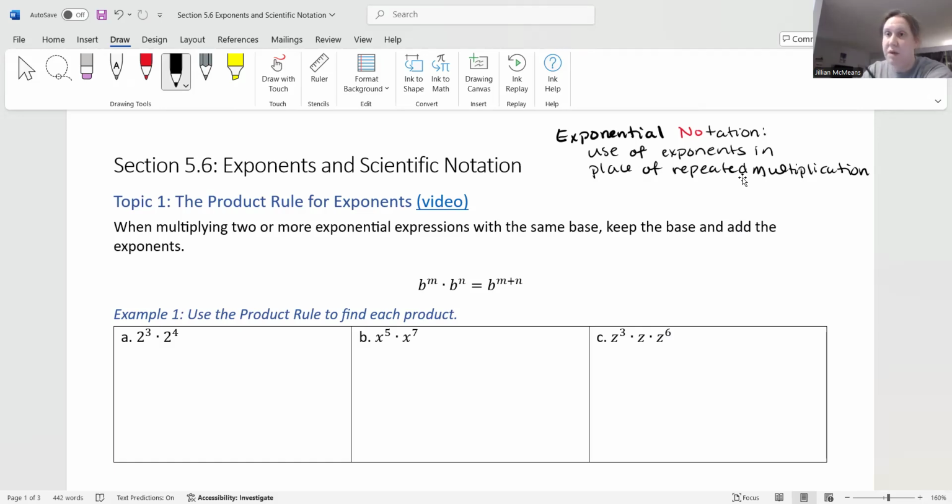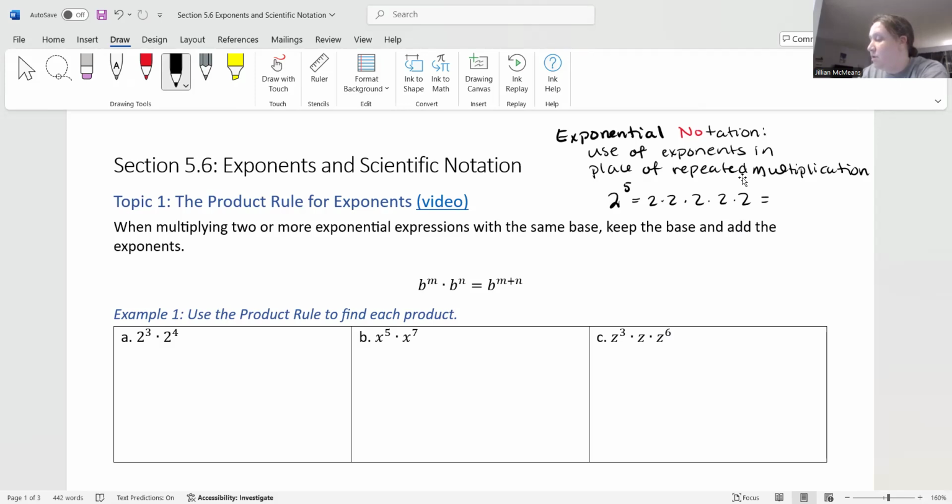If you have the same thing being multiplied over and over and over, instead of multiplying it over and over and over, you can write it with an exponent. For example, if I had 2 to the 5th power, that tells me that 2 is being multiplied by itself 5 times. This is not 2 times 5. This is 2 times 2 times 2 times 2 times 2. And if we were to evaluate this, it equals 32. If you don't believe me, go to your calculator and prove to yourself it is 32.